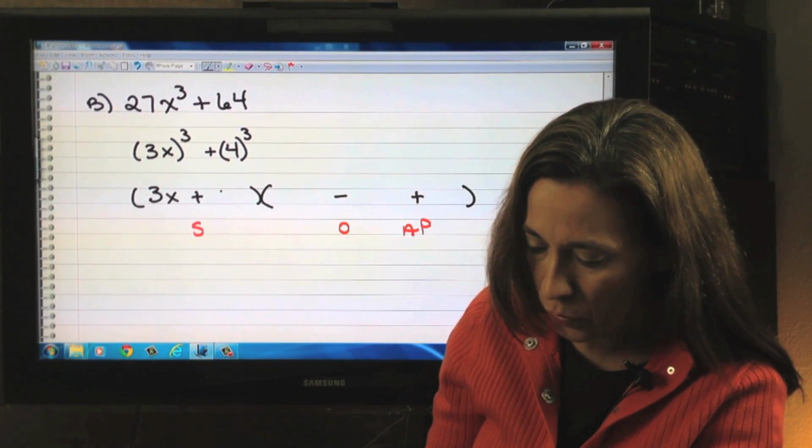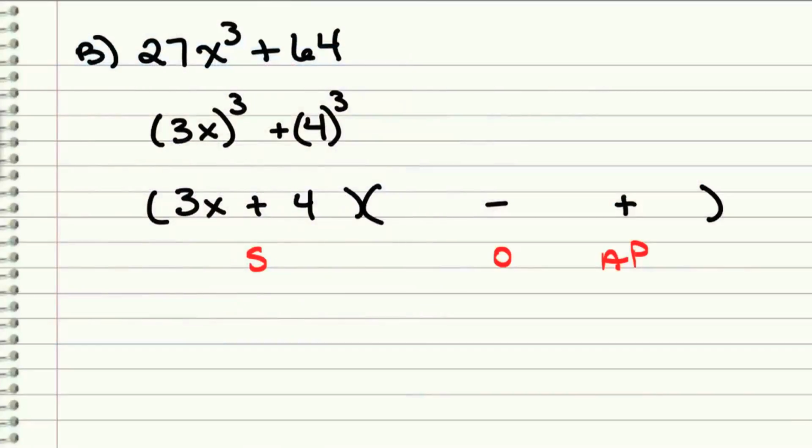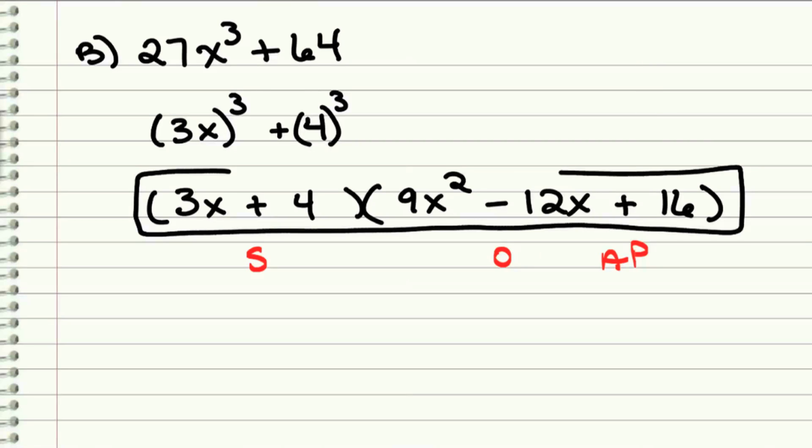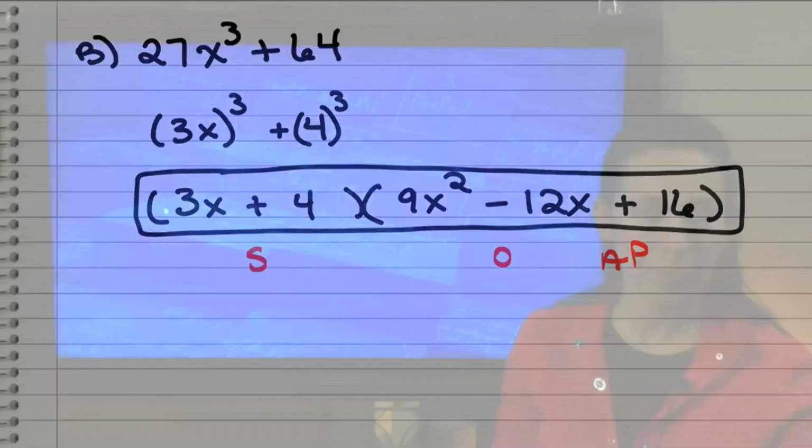So 3x and 4. So 3x squared is a 9x squared. And then our 4 squared would give us a 16 there at the end. So we've squared our first and our last. And now we have to multiply these two together to get our middle term. 3x times 4 gives us a 12x. So again, remember the pattern.